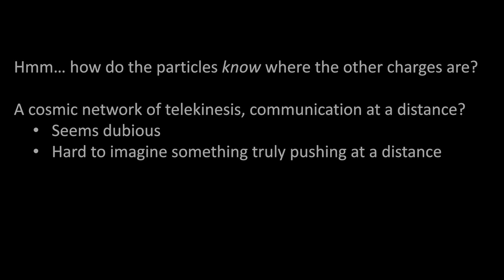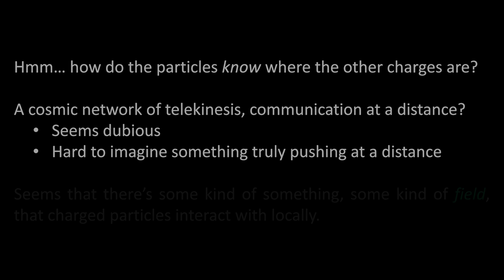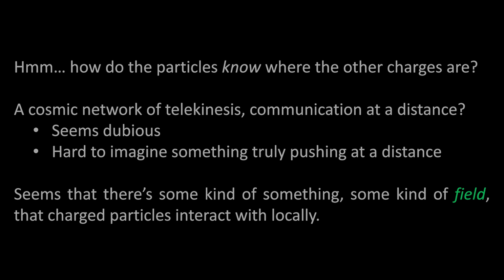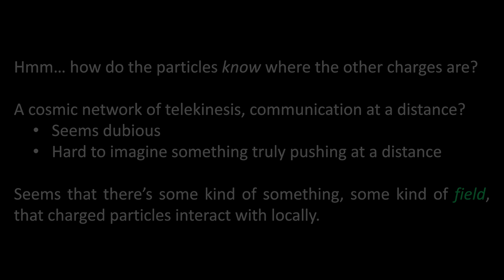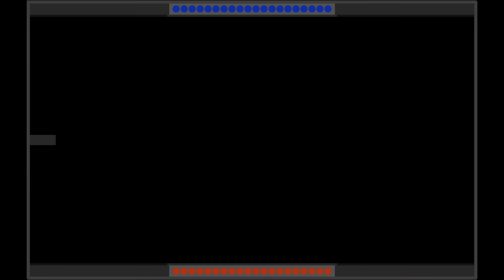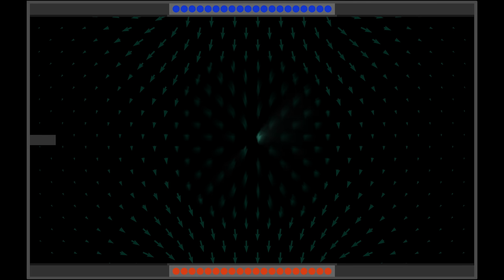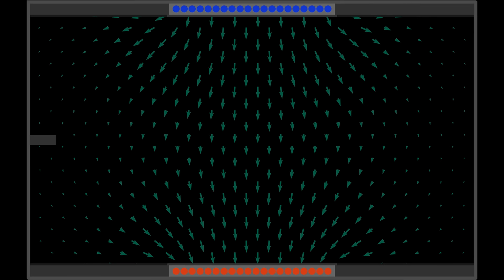So we come to the strange and inevitable conclusion that there must be some kind of a something throughout space and time, let's call it a field, that charged particles interact with. So in this example, suppose these stationary charges give rise to a vector field like so, with the vectors pointing away from the positive charges and towards the negative charges.